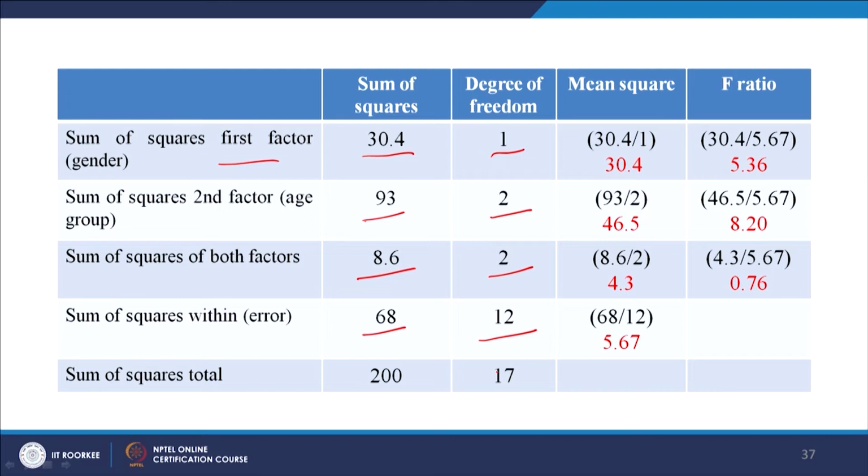So, this gives us the total mean square. So, you can find out the mean sum of squares, right. Now, when you have this value, it is 30.4 divided by 1, 93 divided by 2. So, this is all you get. So, finally, you get the F ratio. Now, the F ratio for the first factor is how much? 5.36, second 8.2, third is 0.76.